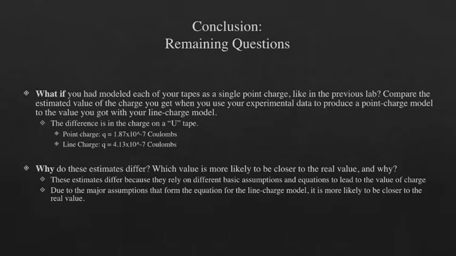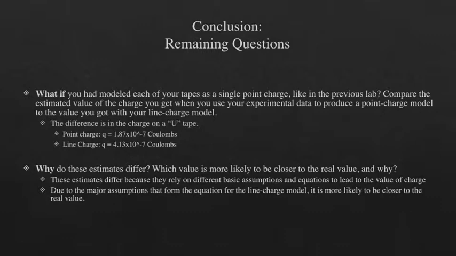Some remaining questions. What if each tape was a single point charge like in the previous lab? Compare the charge values in each experiment. The main difference I saw was that the point charge was less than the line charge. Why do these estimates differ? Which is more likely to be closer to the real value?